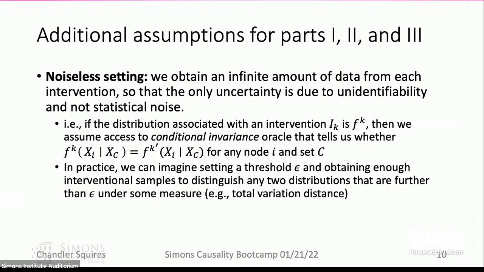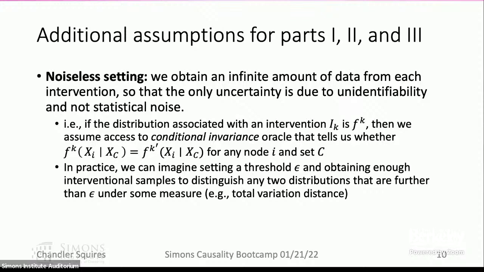And a naive thing that you might initially start by doing is just setting a threshold epsilon, where you're going to keep running and obtain enough interventional samples from each of your interventions so that you can distinguish any 2 distributions that are further than epsilon under some measure of total variation distance.